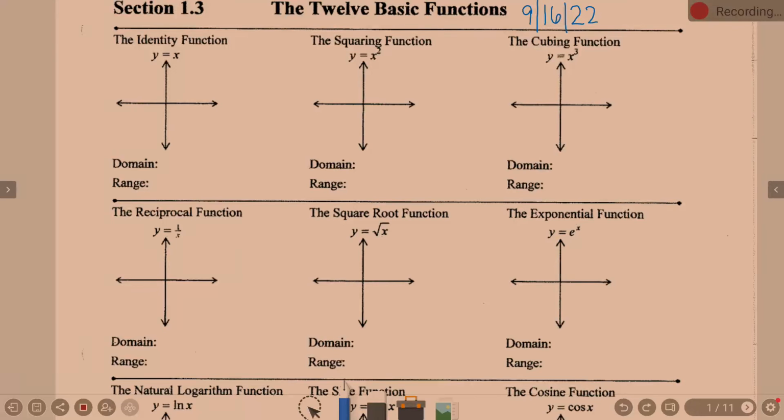Okay, so as we go into lesson 1-3, I said have your calculators out, right? It says 12 basic functions. These are 12 basic functions that we see a lot in math. Some of these you already know. We've used them a lot in prior years. Some of them are going to be new to you.